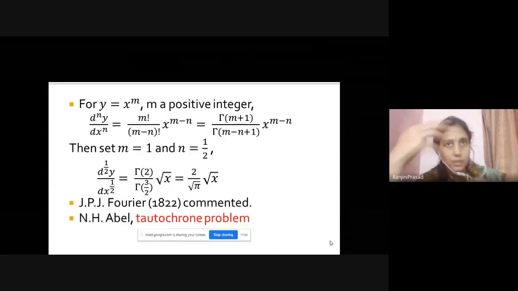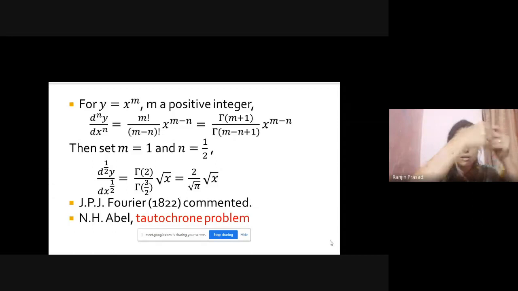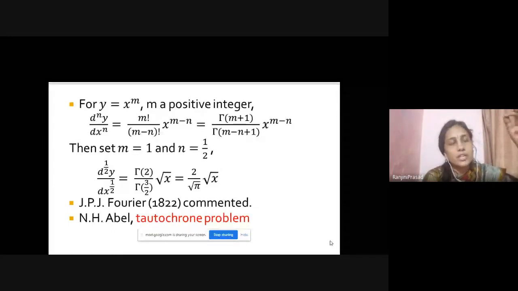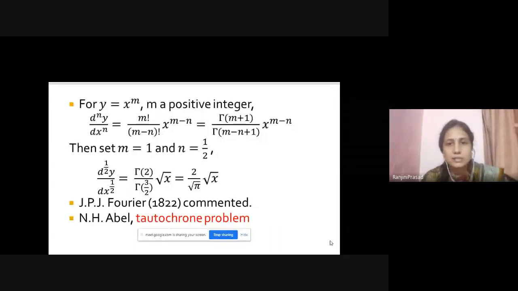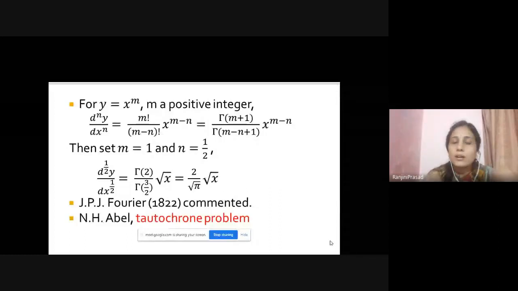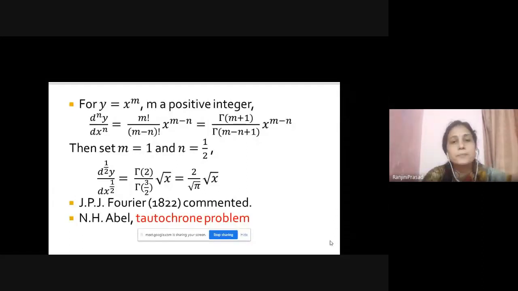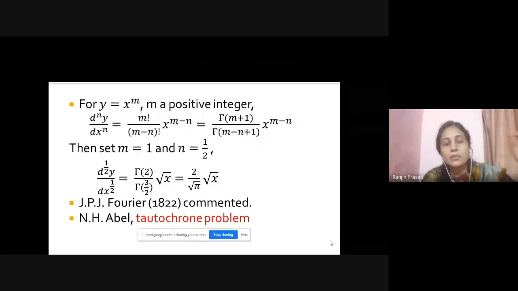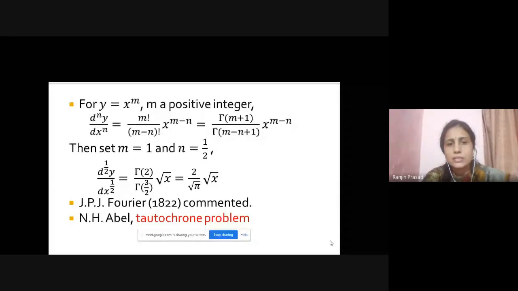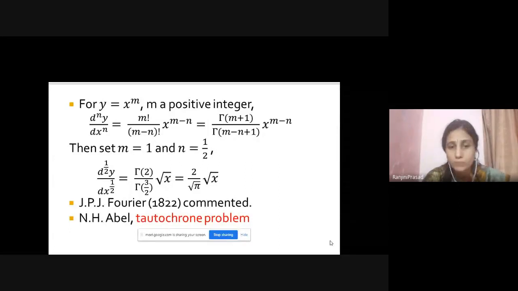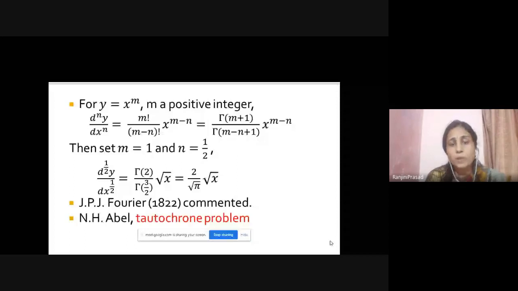You have to find a curve for the bead. Think about a thread, you start a bead, and if you release that bead, it will come to the end position in a fraction of seconds, right? So if you take one bead in that thread and release it, it will come to the end point no matter where it starts, so it is independent of the position. So that is the tautochrone problem. After that, he found the solution of the tautochrone problem, which gave a fractional derivative. So in that problem only he came to see the fractional derivative applied.